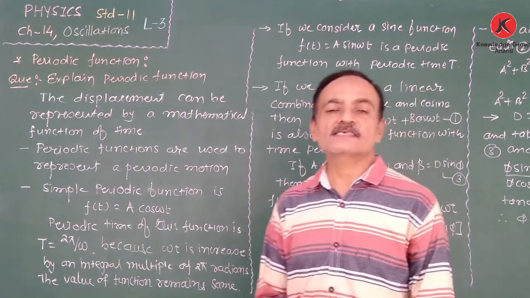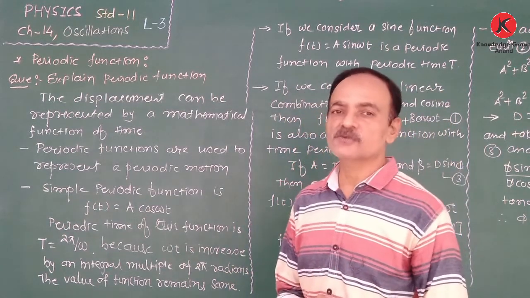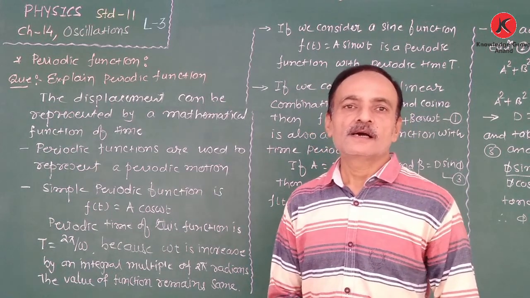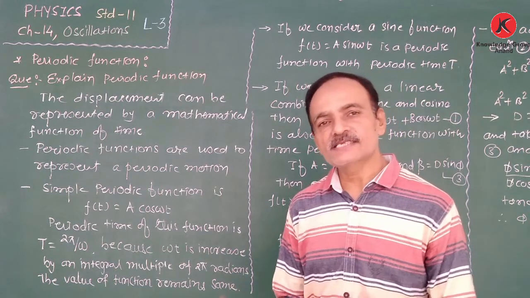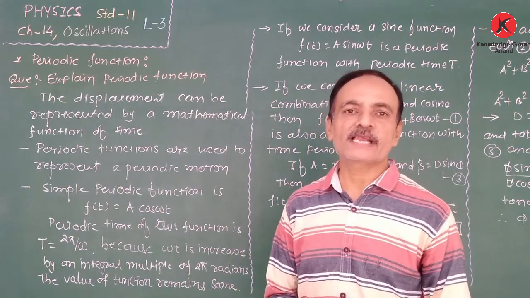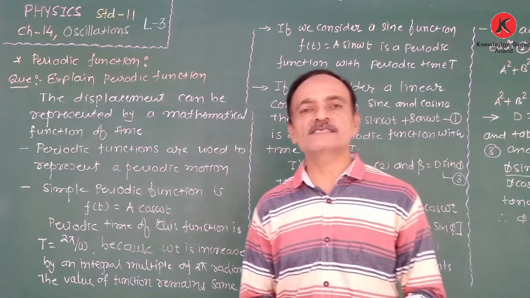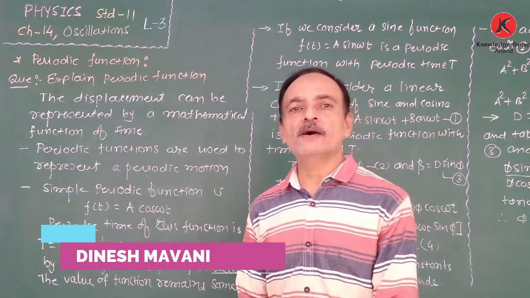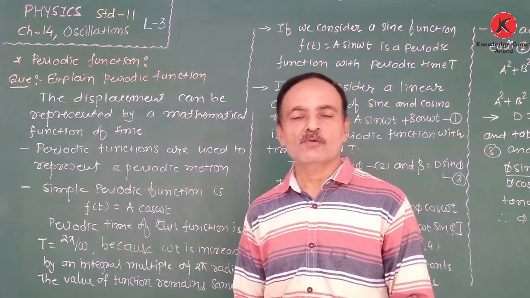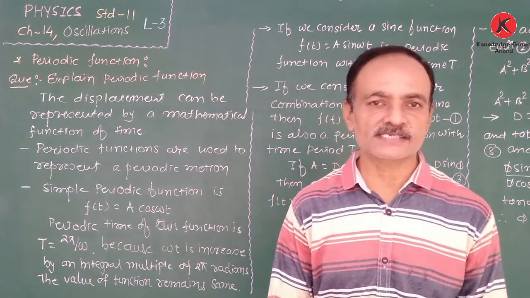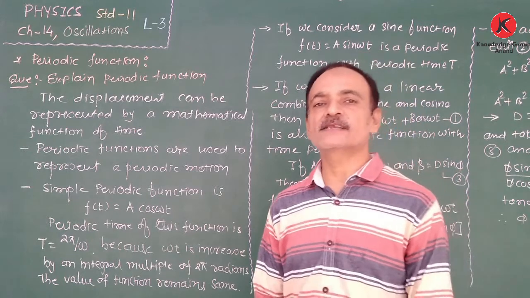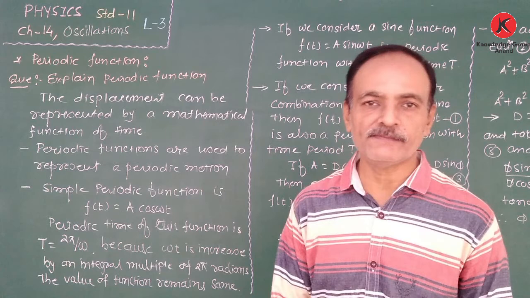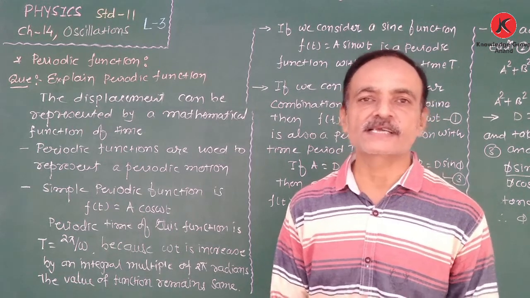Friends, last time we discussed periodic motion, oscillatory motion and simple harmonic motion. In this chapter we mainly discuss simple harmonic motion and its constants: how we represent simple harmonic motion, what the displacement of a particle performing simple harmonic motion is, what its velocity and acceleration should be, and what the position of the particle is at any instant of time. We are going to discuss this.